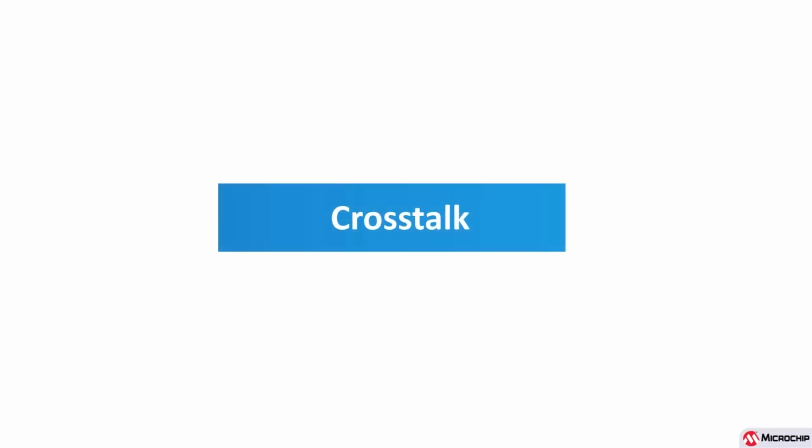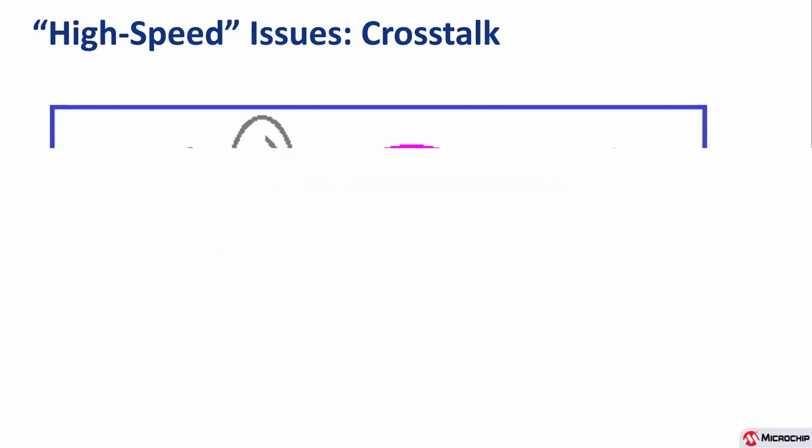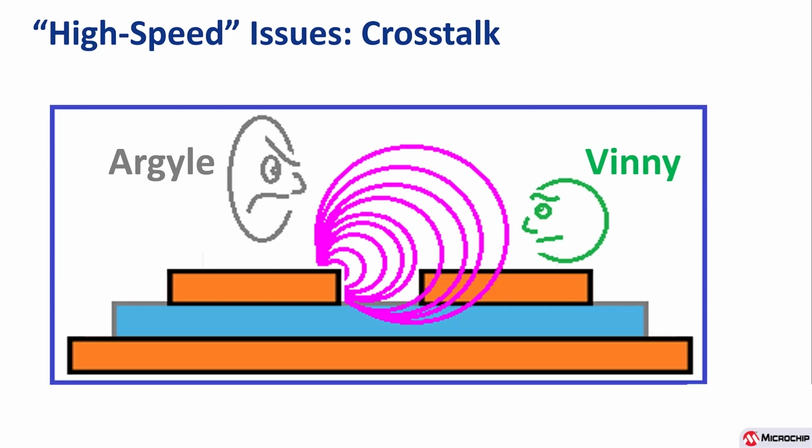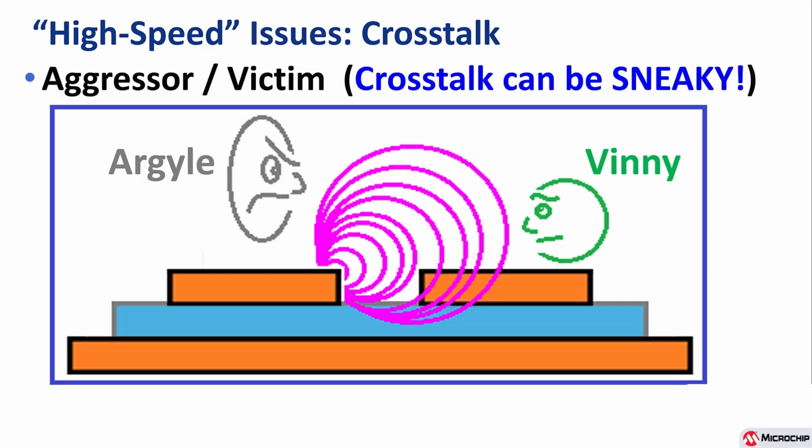Let's talk a little bit about crosstalk. Let me introduce you to two fellows here. We have Argyle. He's a loud, bossy, arrogant thing. And then we have Vinny. Vinny is just sitting there trying to mind his own business, right? But he can't ignore Argyle. Argyle's loud. Argyle's making a signal wave. As he does this, our victim line picks up some of that field, turns it into a current, and now we have corrupted our signal. So Argyle is our aggressor, and Vinny is our victim.